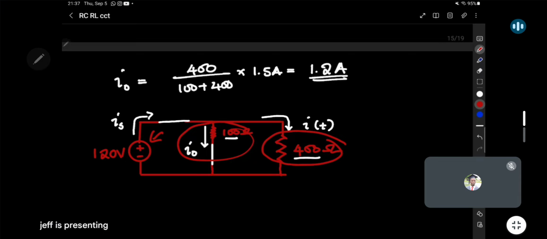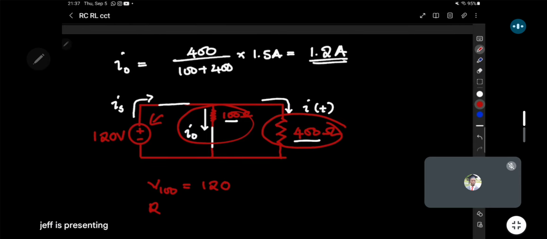So since I know that the voltage drop across the 100 will be 120, and I know that the resistance there is 100, I could have just used Ohm's law to get I0 as the voltage drop across the 100 over the resistance there. Notice that this would have been 120 over 100, and dividing here, this would have still given us 1.2 amps.